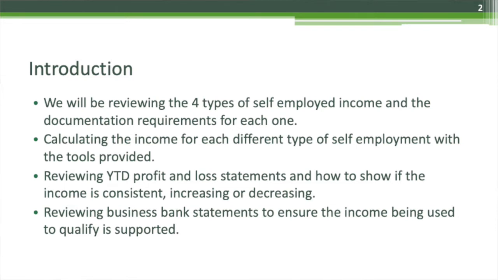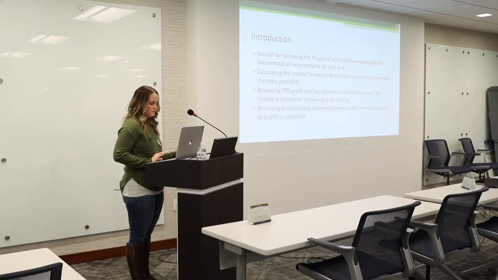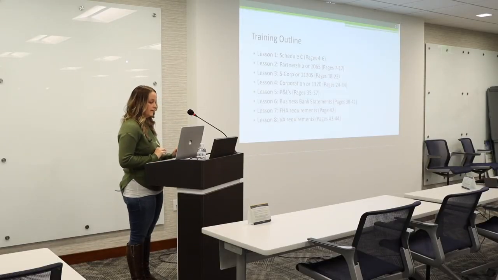We're going to calculate it, and then after that, we're going to review profit and loss statements so you can see what we look for on the statements, and then also the business bank statements. Now that's a COVID overlay, I'll show you also what we look for when we're reviewing income. So this is the outline.